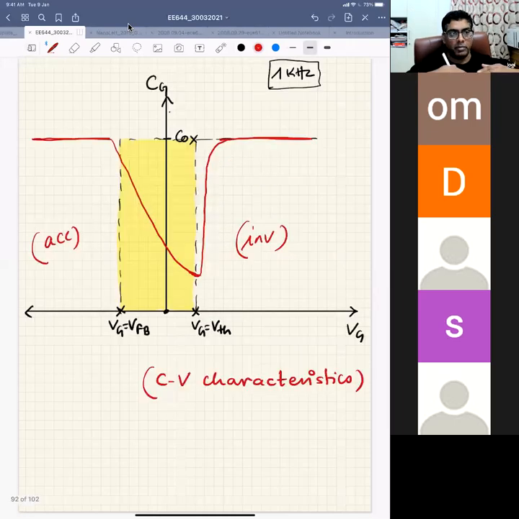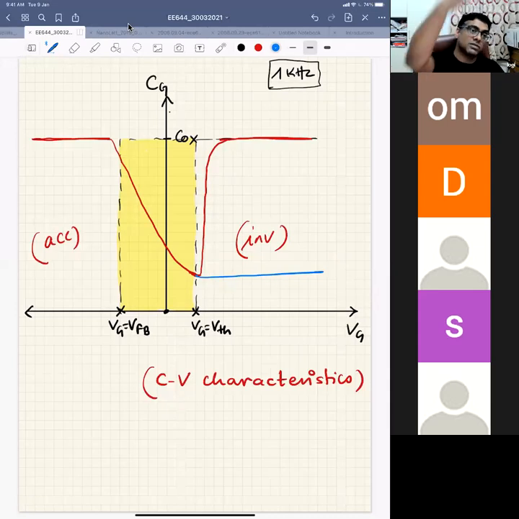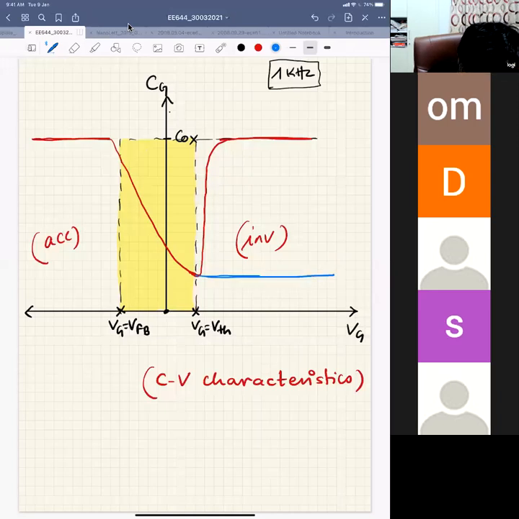go to very high frequency, when you do the CV measurement at a very high frequency, there you will see that the moment it reaches inversion, your capacitance will not change. Capacitance will not go to Cox. This is because your inversion charges are not responding. This is for the high frequency case.